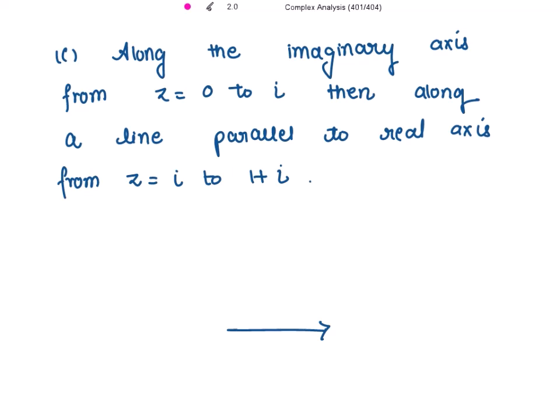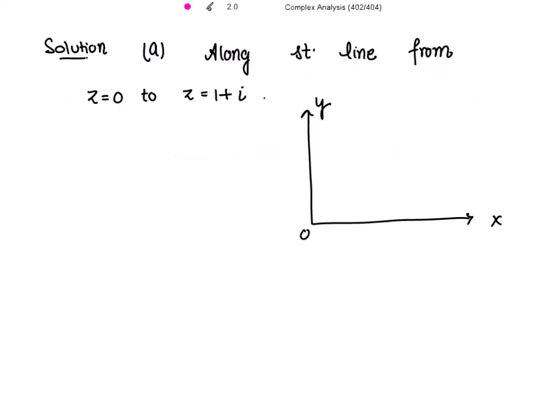Then in the third part, we have to evaluate this integral along the imaginary axis and then along a line parallel to the real axis from the given points, right? Okay, let's start with the first part, along the straight line from z equal to 0 to z equal to 1 plus iota.